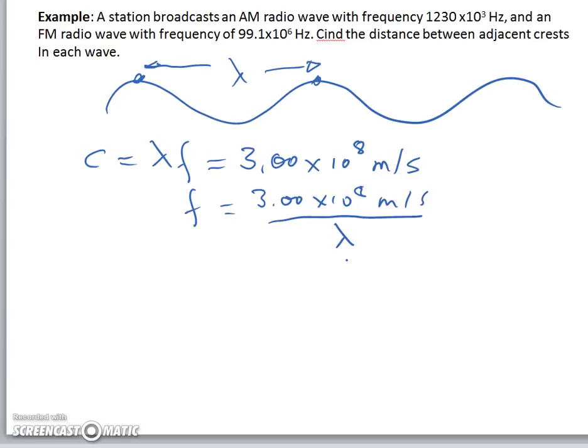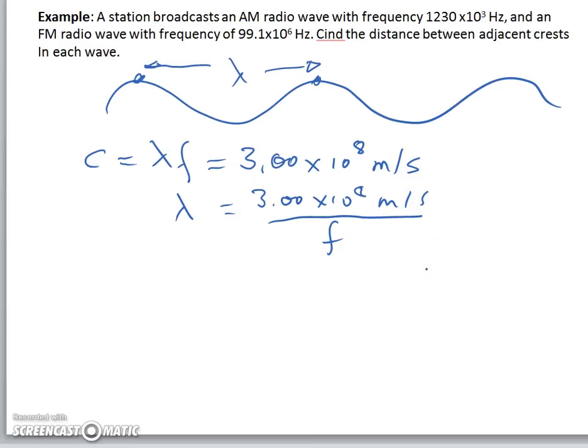And please note that I've done that exactly the wrong way around. I beg your pardon. So we're asked for the wavelength, and therefore we divide both sides by the frequency. And note that the wavelength will be in meters provided the frequency is in per seconds, which is hertz.